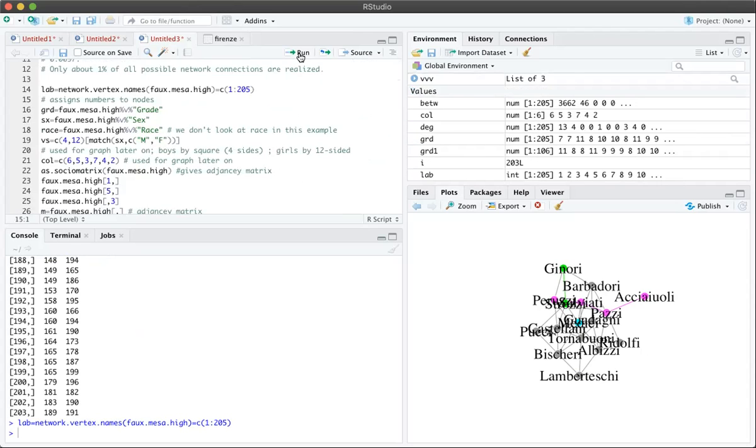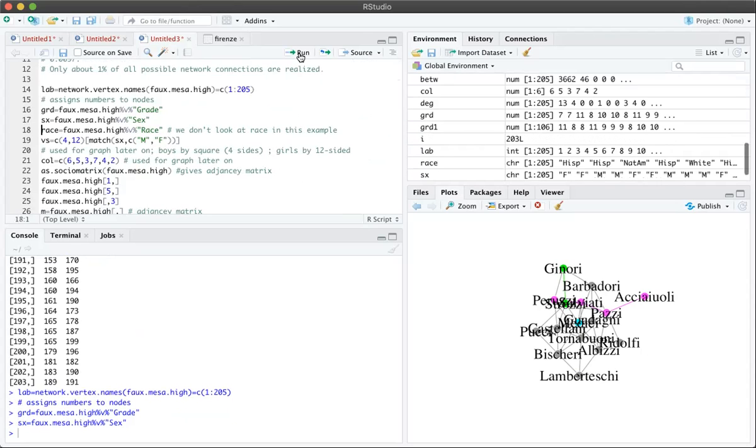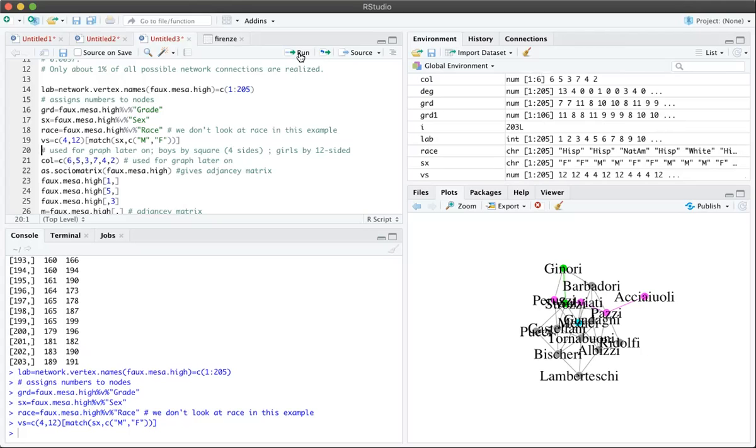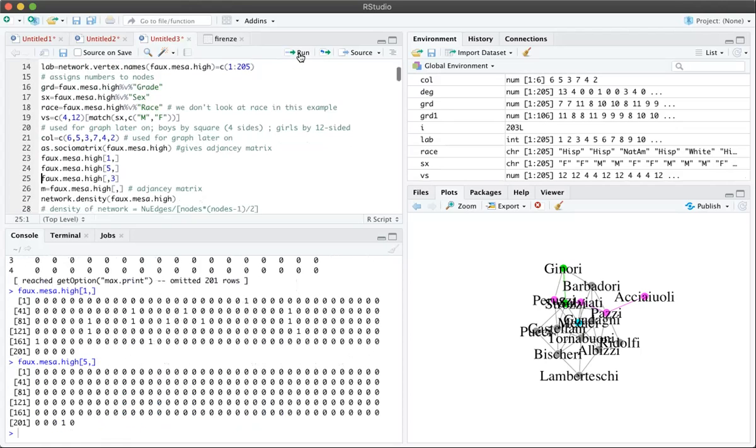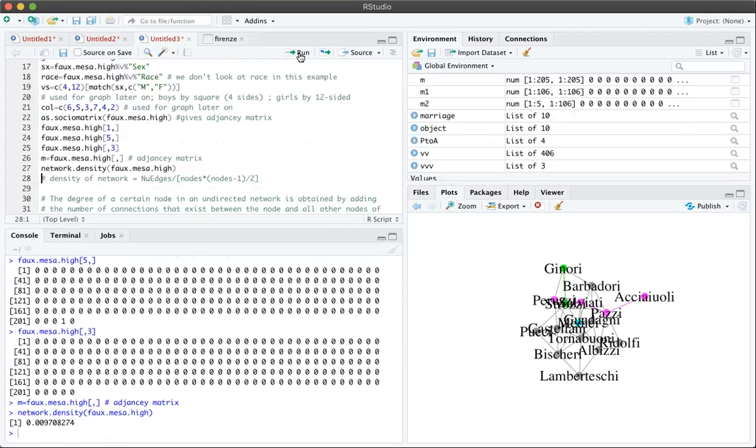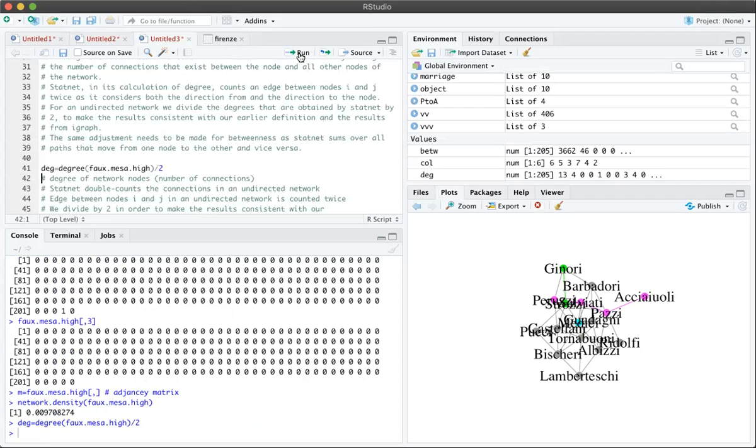So we assign numbers to nodes and we look at the grade and the sex, but we do not look at the race in this example. We're going to use this for the graph later on, where boys are squares with 4 sides and girls are 12-sided. We give an adjacency matrix, and we get the density of the network, which is, as we said, 0.0097.